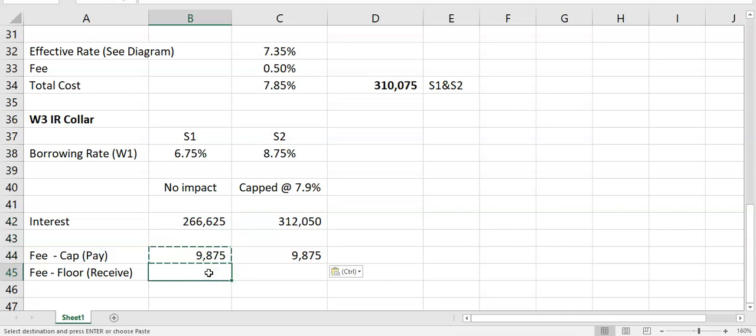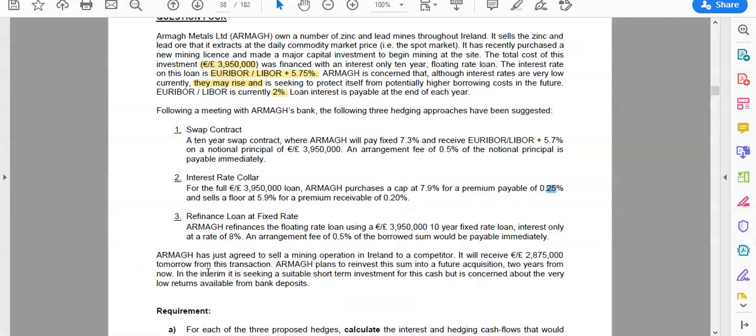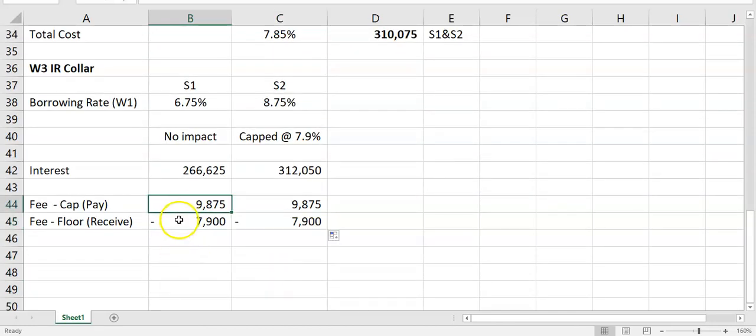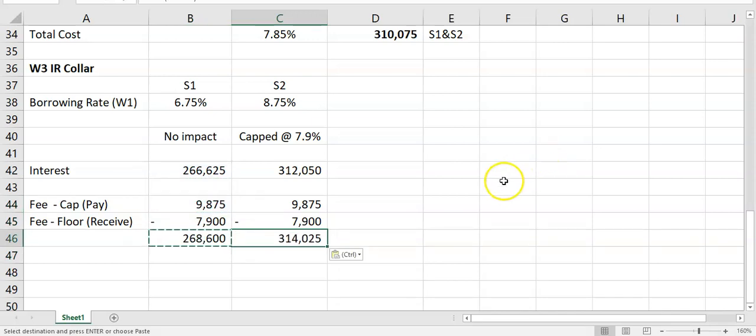You sell a floor because a floor is costly to you. So that means you're going to get 3950 times 0.002 because you're told in the question it's 0.2%. The reason many borrowers will do a collar is they'll want the cap, but it'll be very dear on its own, so they sell a floor and it nets off the fee. So the total net position there will be 268,600 or 314,000. Now remember, as I said, when you're looking at more recent CAP2 SFMA syllabus documents, the collar is not examinable for computation.